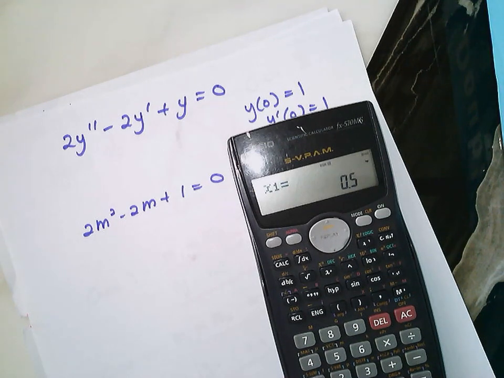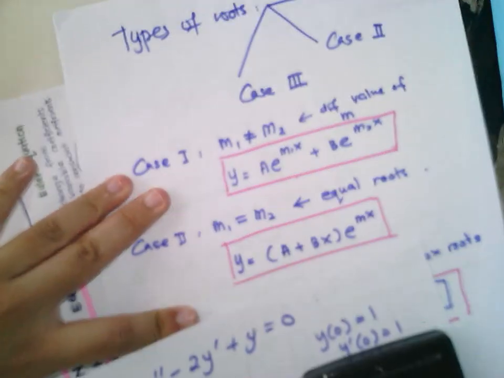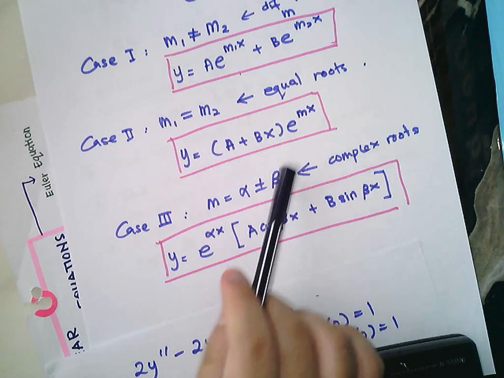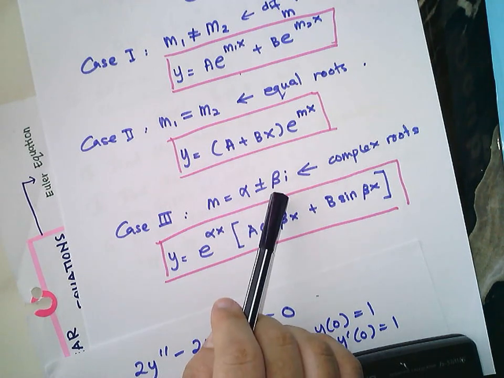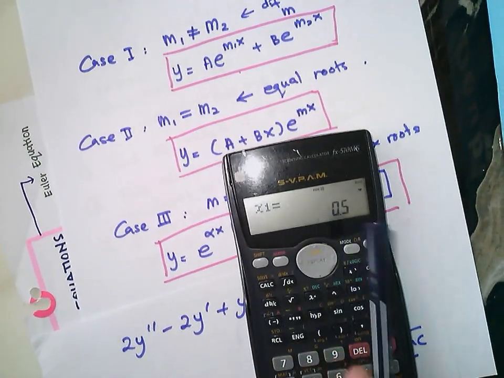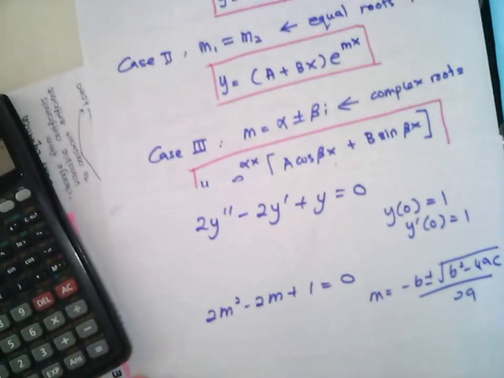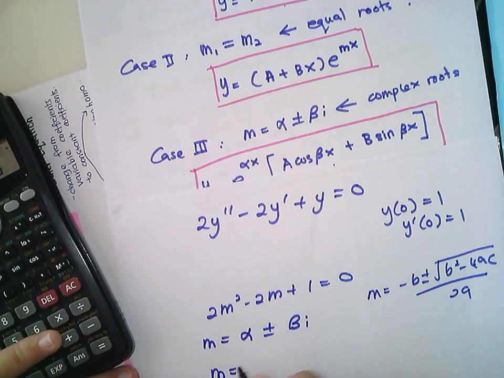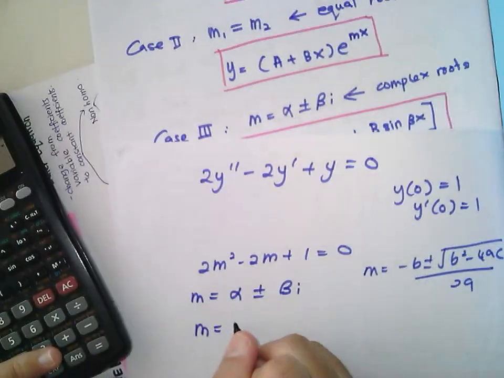Why? Because as we discussed earlier, I already discussed to you case 1, case 2, case 3, right? So when you involve with a complex root, you have to know what your alpha and beta are. Now the calculator will give you the first value, which is 0.5, which is 1 over 2. So your m is equal to alpha plus minus beta i. This is the general one. So your alpha is equal to 1 over 2 plus minus.